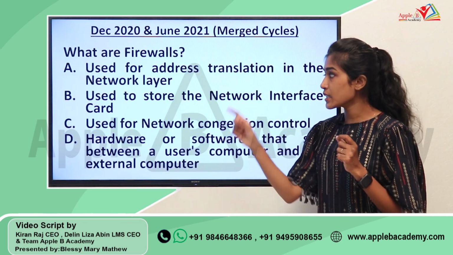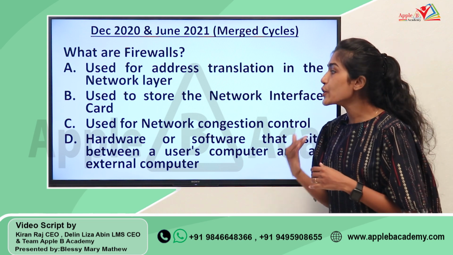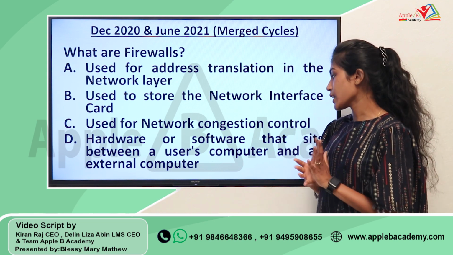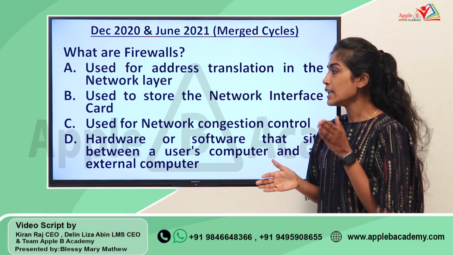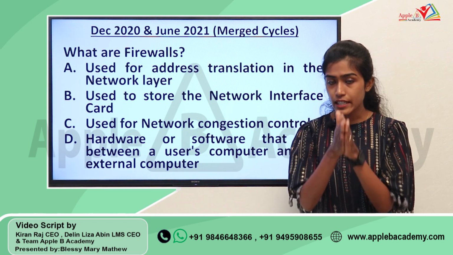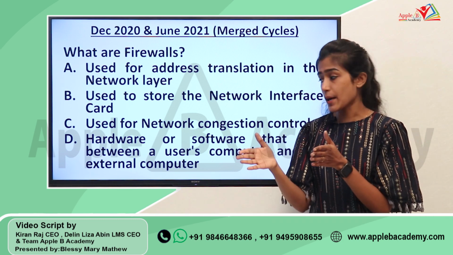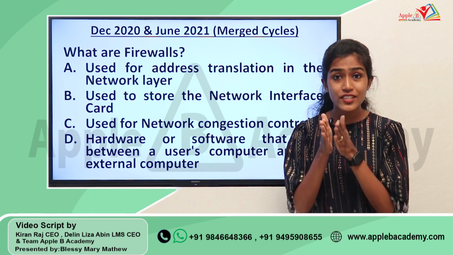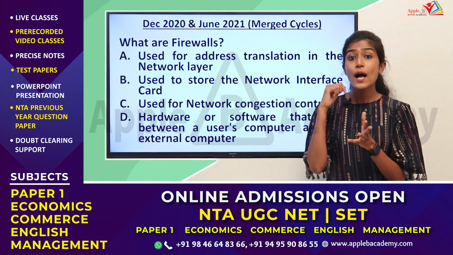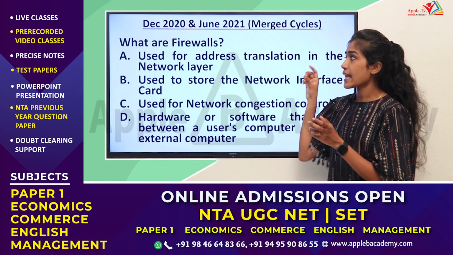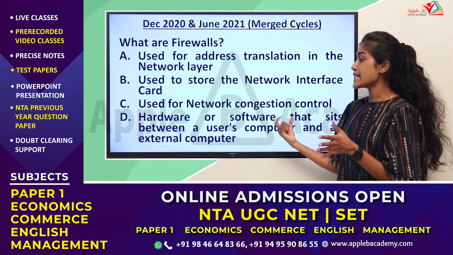So coming back to your question, the options we have here are: used for address translation in the network layer, used to store the network interface card, used for network congestion control, and hardware or software that sits between a user's computer and an external computer. So a firewall is basically a security device which sits between the user's computer and the external computer in order to protect your computer from any external activities or network traffic that is malicious in nature, right? So in that case, you can say that firewalls are basically hardware or software that sits between a user's computer and an external computer.